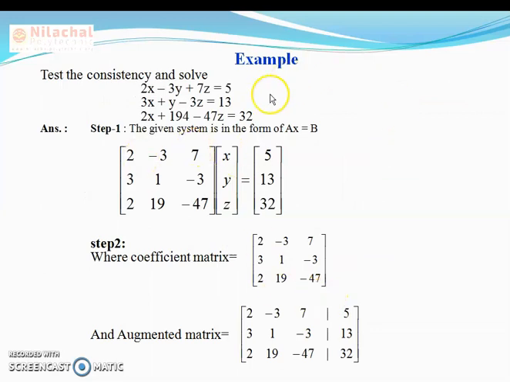So this is your example. Test the consistency and solve. 2x minus 3y plus 7z equals 5, 3x plus y minus 3z equals 13, 2x plus 19y minus 47z equals 32. So we will clear this example in our next class.